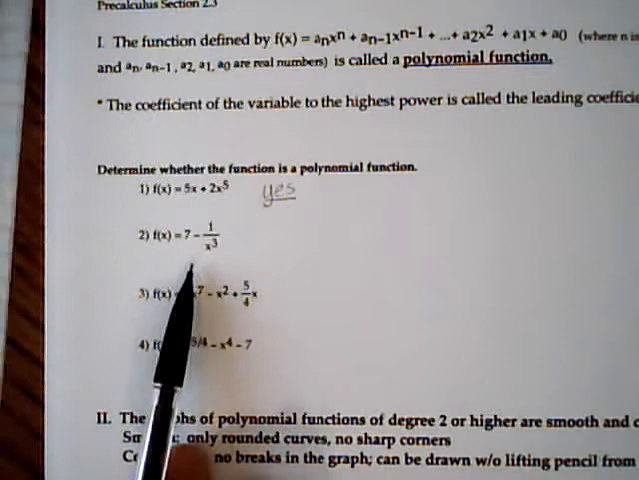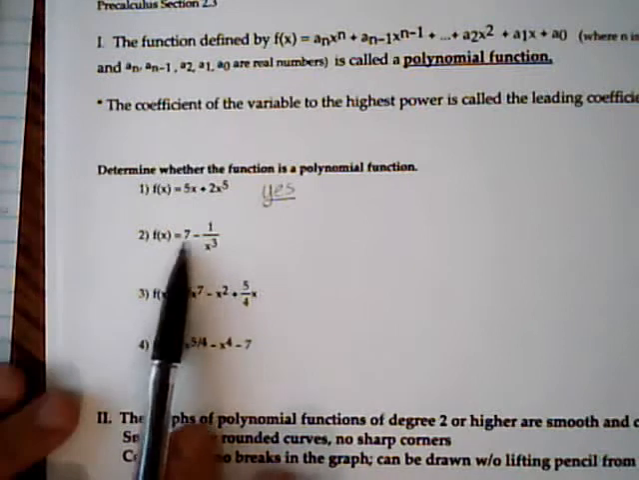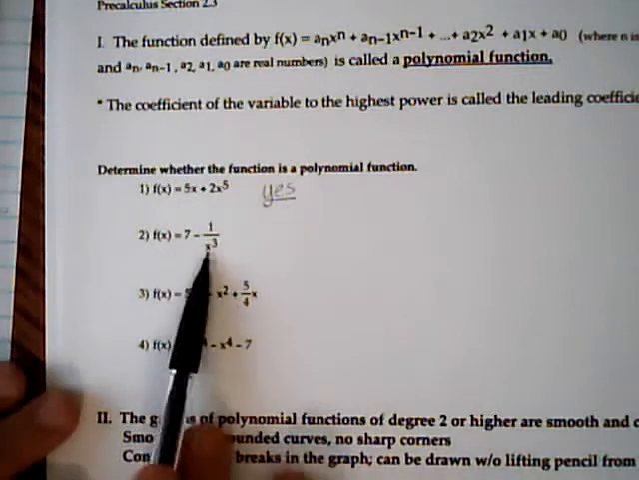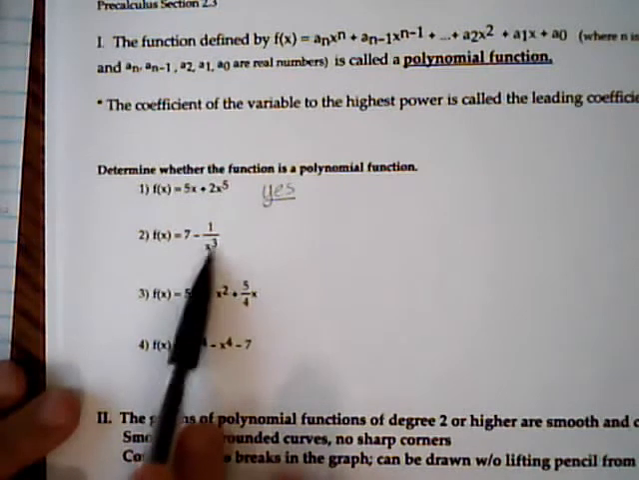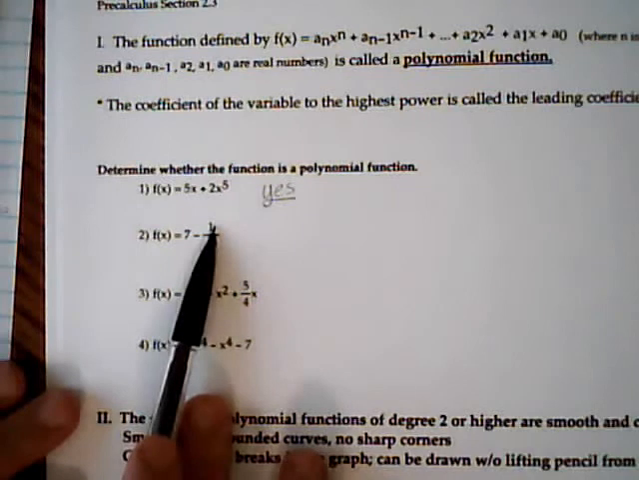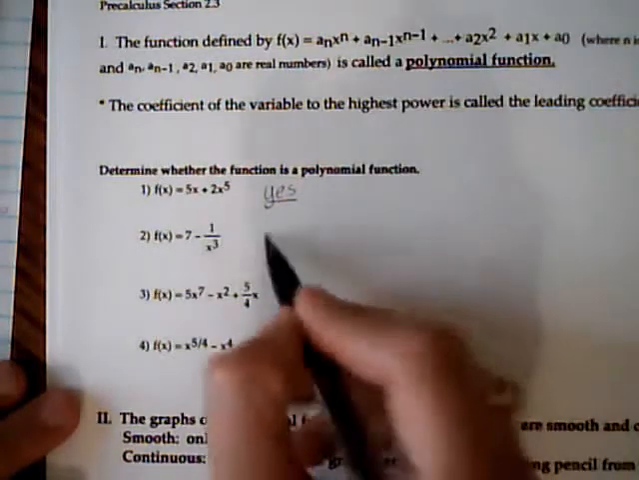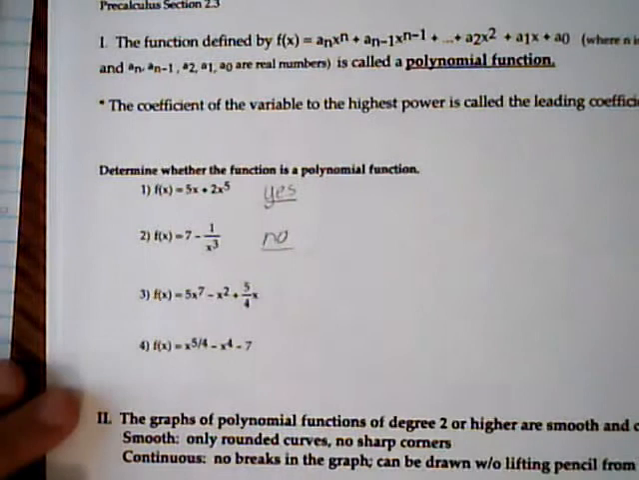Number 2, f of x equals 7 minus 1 over x cubed. We have a variable in the denominator of a fraction. If I brought it to the top, it would make it be a negative 3, so this would be no. This is not a polynomial function.